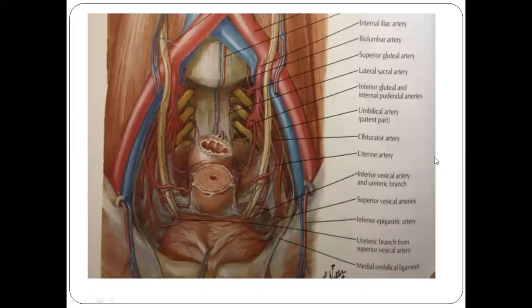This is the bladder. These are the superior vesical arteries, which give the branches. Obturator arteries also give branches to the bladder. So these are the superior vesical arteries and the inferior vesical arteries in case of male, and superior vesical arteries and vaginal arteries in case of female, with additional supply by the obturator arteries and gluteal arteries.